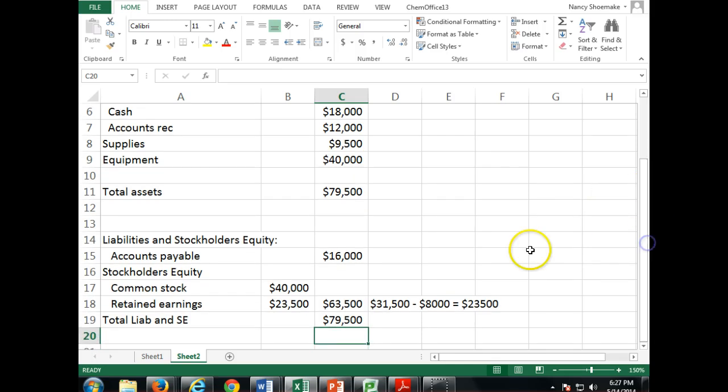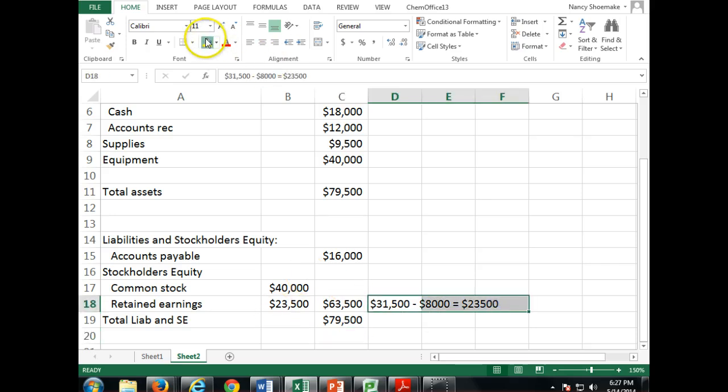And we don't have the receivables over there in that liability section, but we do want to subtract our dividends from our retained earnings. Any questions on this? Is it making sense? You guys okay? You want to go over the next problem?